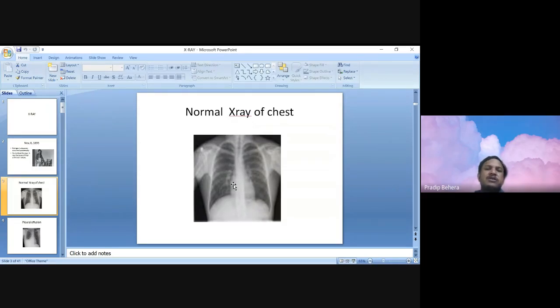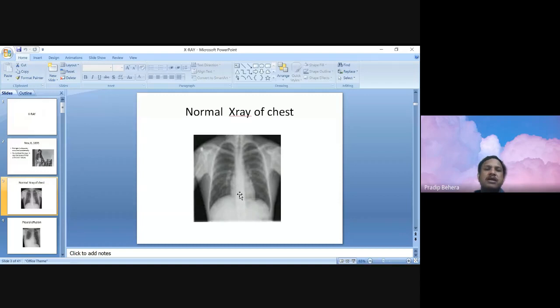So 8 plus 3 is 11 centimeters. Then we measure the maximum internal diameter of the thorax. Suppose the maximum internal thoracic diameter is, say, 20. So now the cardiothoracic ratio becomes 11 by 20.